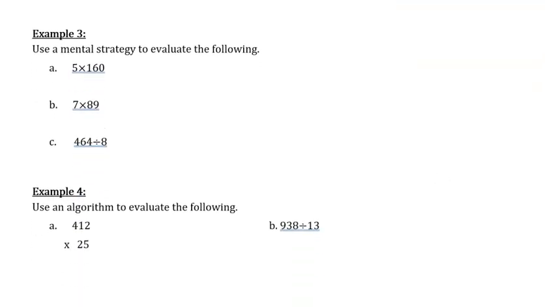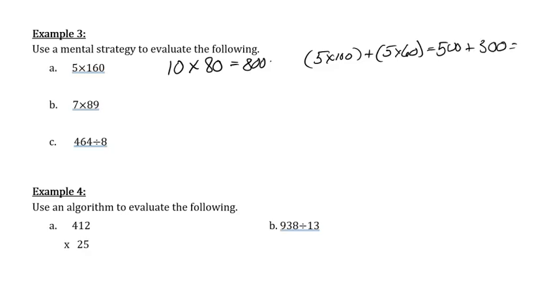So here are some examples. There's a couple of mental strategies that we can use here. There's often more than one that we can do. So yeah, let's use doubling and halving. So double 5 is 10. And if I double the 5, I have to halve this one, and that gives me 800. I could also distribute: 5 times 100 plus 5 times 60 plus 5 times 0. So that's 0. So 5 times 100 is 500. 5 times 60 is 300. We get the same answer.